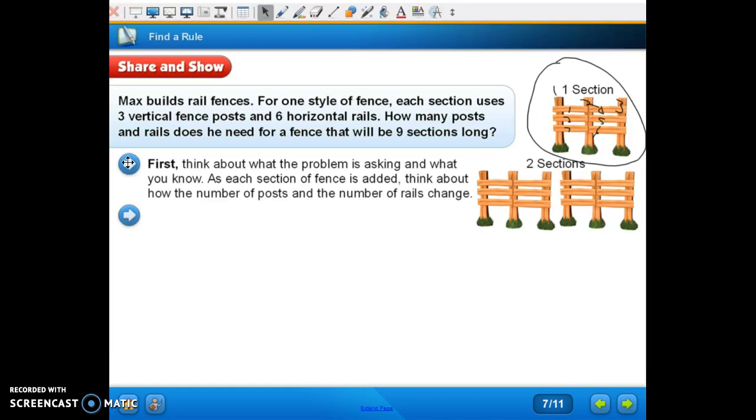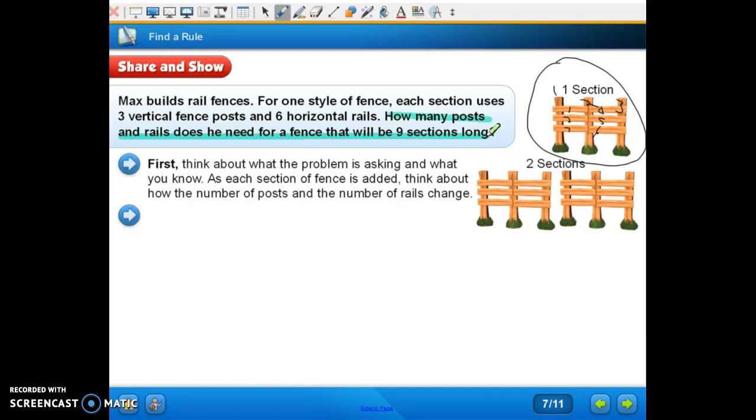First, think about what the problem is asking and what you know. What is it asking? Right. How many posts and rails does he need for a fence that will be 9 sections long? And as each section of the fence is added, think about how the number of the posts and the number of the rails will change. What will be added every time?